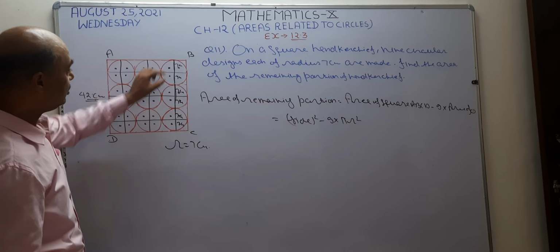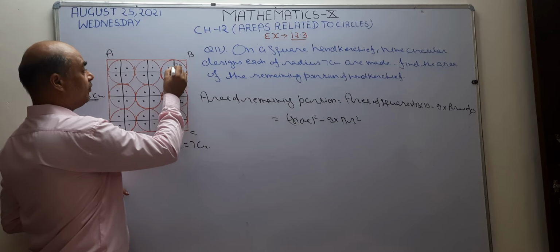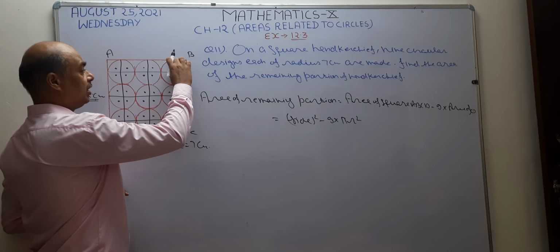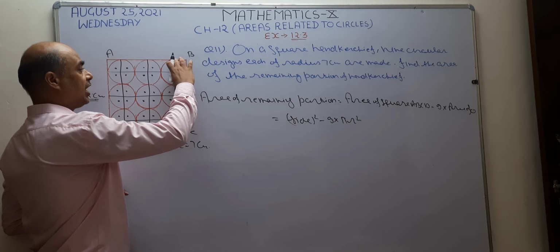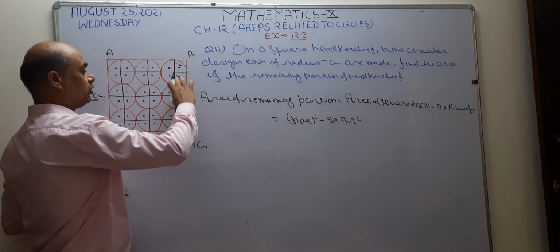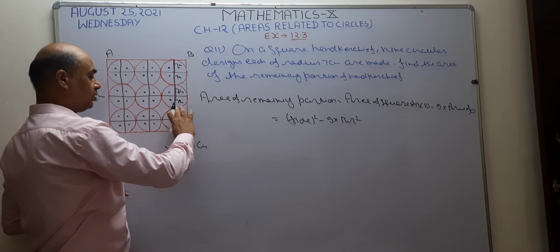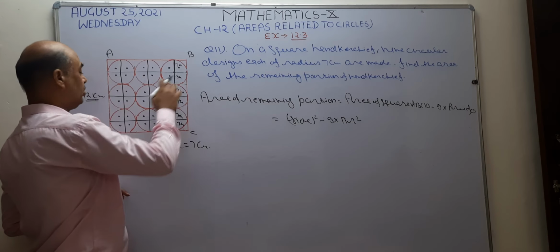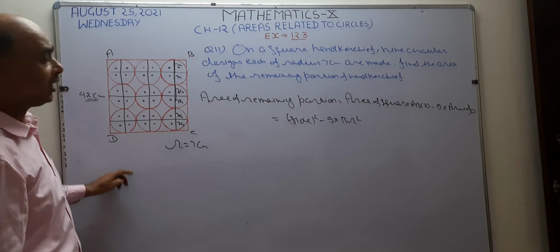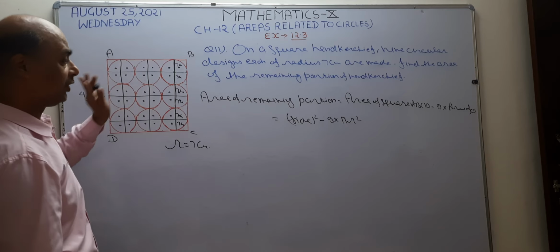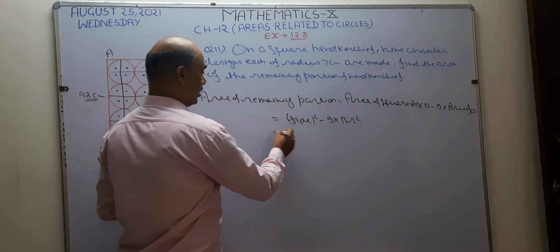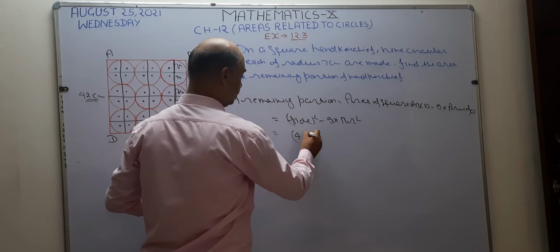See, from center to circumference, this is radius. If this is radius, this is also radius. So this is the diameter. If this diameter is 14, this diameter is also 14, and this diameter also 14. 3 diameters are there. 14 threes are 42. So the length of the square becomes 42. Simple question now, the side of the square becomes 42.